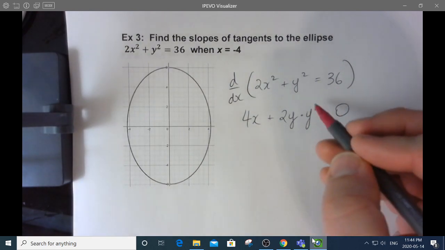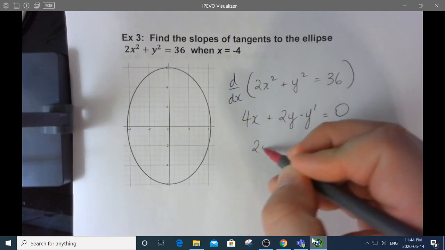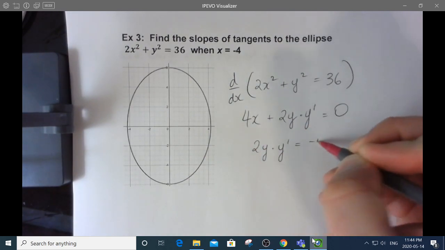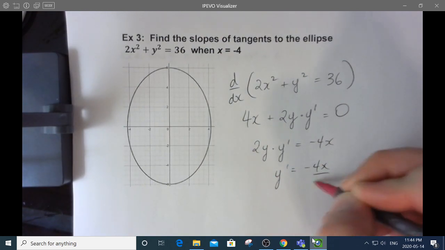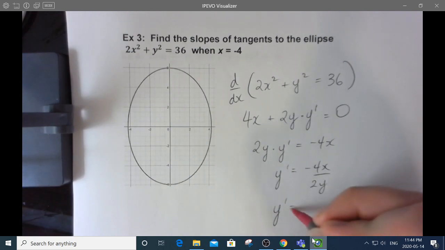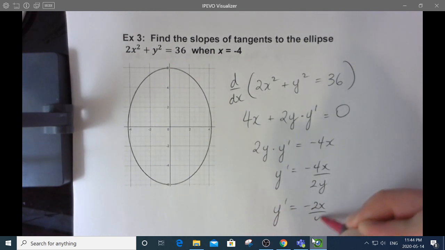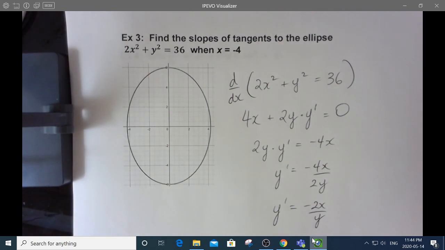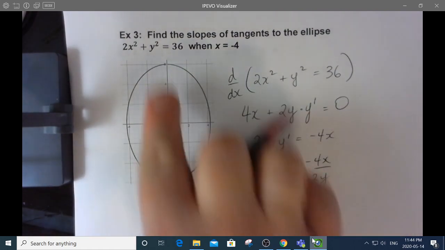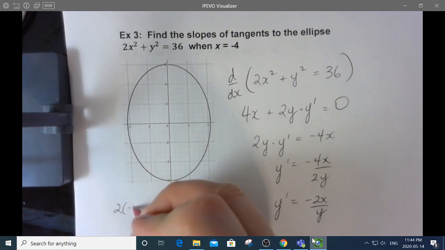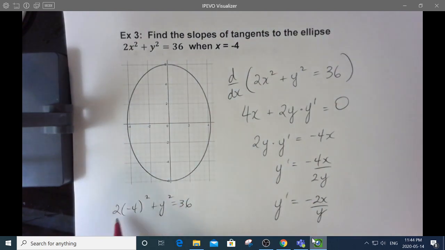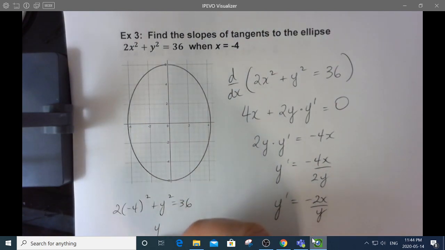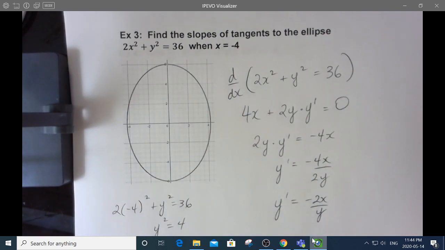So once again, I need to solve for this. This is what I'm looking for. It is my slope. So I'm going to say 2y times y primed is equal to negative 4x. And y primed is equal to negative 4x over 2y. The 2 cancels into the 4, leaving me negative 2x over y. And okay, I have to figure out when x is negative 4 how much y squared is. So that's going to be 2 times negative 4 squared plus y squared equals 36. 2 times 16 is 32. When you subtract 32 from 36, you get 4. So y is equal to, again, plus or minus 2, which makes sense.